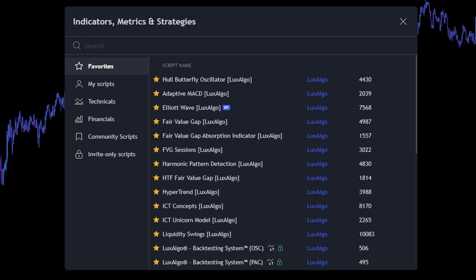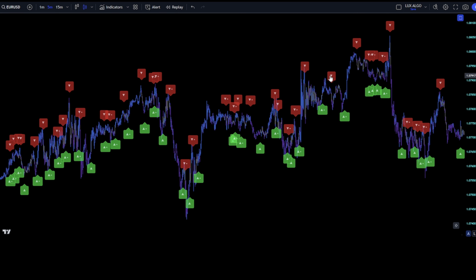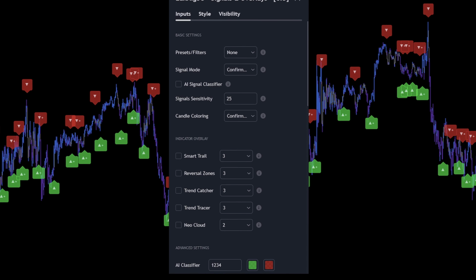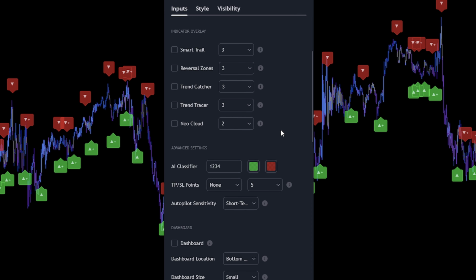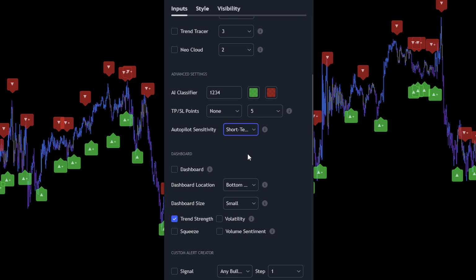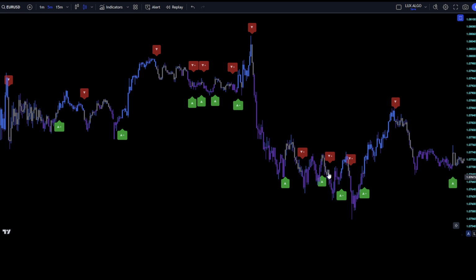For the first indicator, let's search for signals and overlays. It's going to be this indicator right here. Access the indicator settings by double-clicking on it. Set both the signal mode and candle coloring to confirmation and set the autopilot sensitivity to short term. This is going to be our main confirmation indicator. Based on these signals, we're going to be placing buy and sell orders.